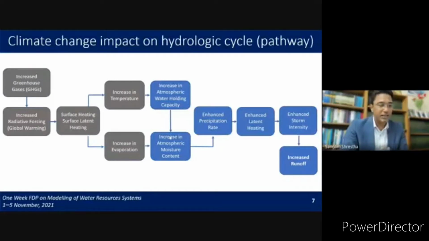So it means that with the increase in the temperature of the atmosphere, a speed-up of the hydrological cycle is occurring, and that will enhance the precipitation rate. Again, there is more moisture available in the atmosphere, and this process continuously happens, and that will also influence the hydrology or water resources of any given location.